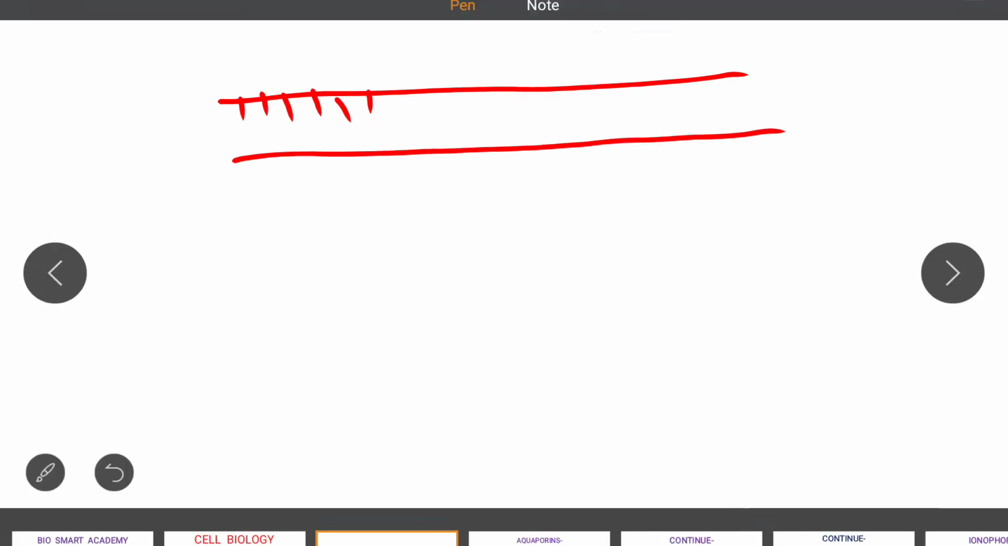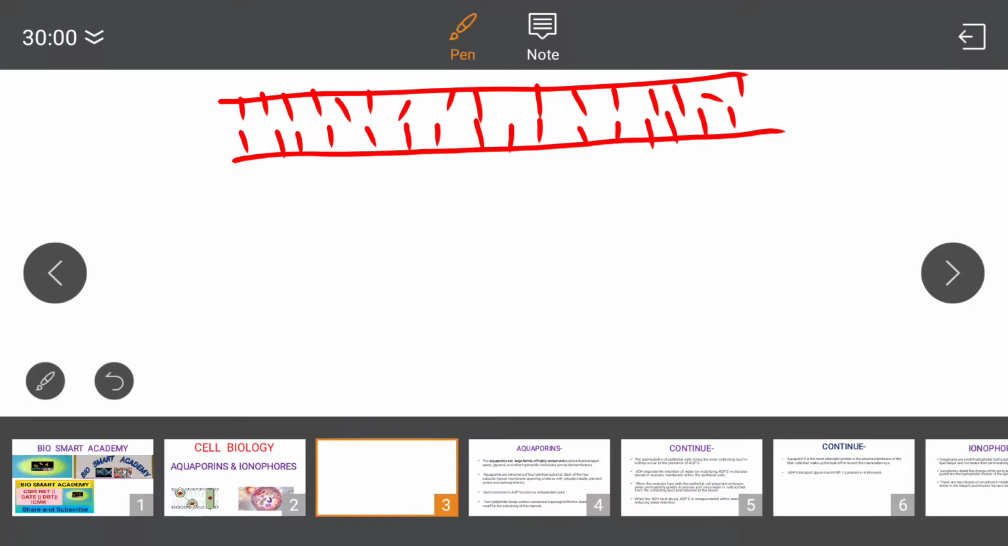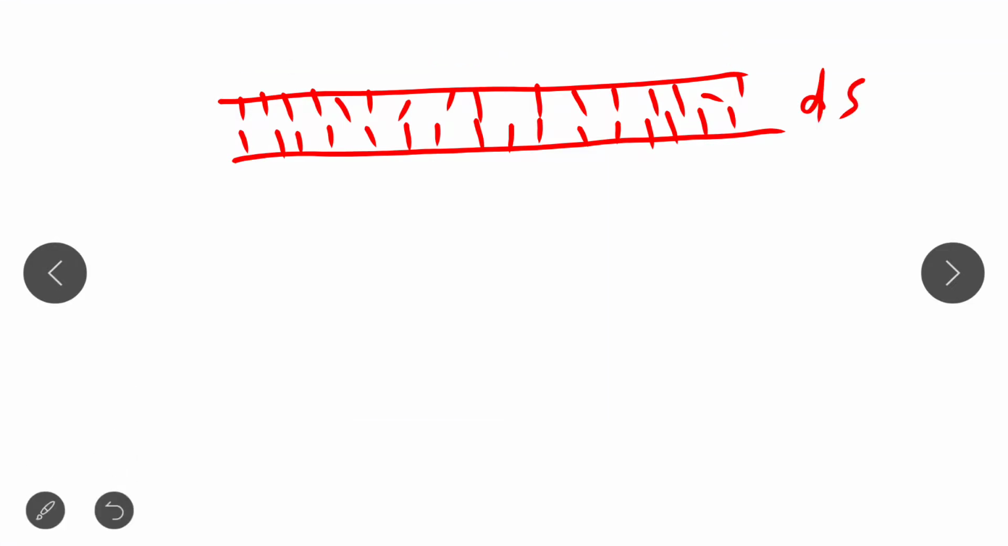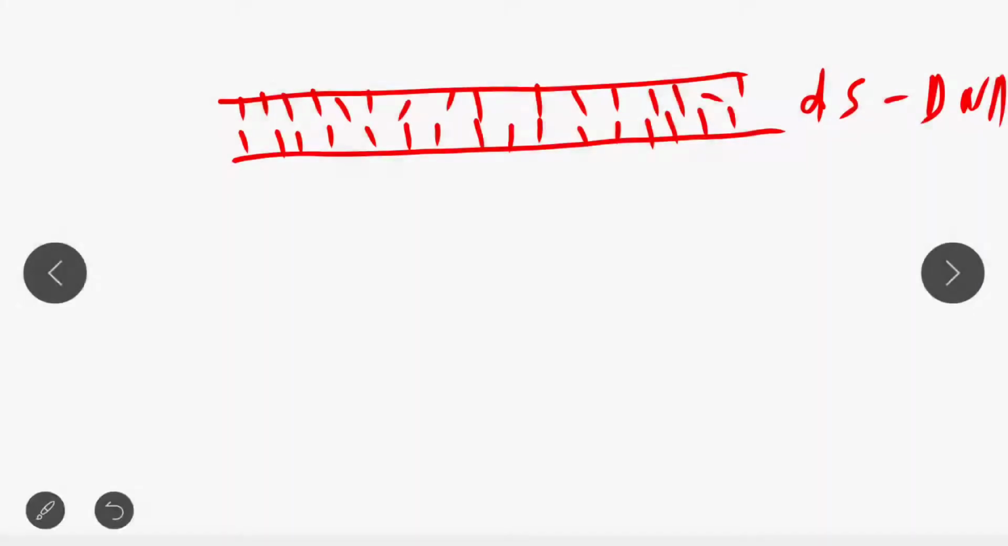So this is a double stranded complementary DNA. When we get this double stranded complementary DNA, we basically use a probe in it. This probe basically helps in emitting light.